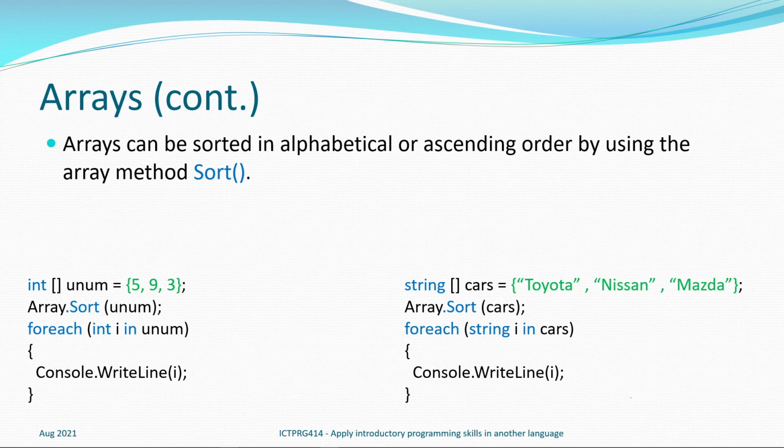Now, just because they've been entered in a certain order doesn't necessarily mean that's the way you want them to stay. So we can sort them in alphabetical or ascending order by using the sort method. So on the left, we're sorting a bunch of numbers, Array.Sort(unnum), and then we're writing them out with a foreach loop in ascending order.